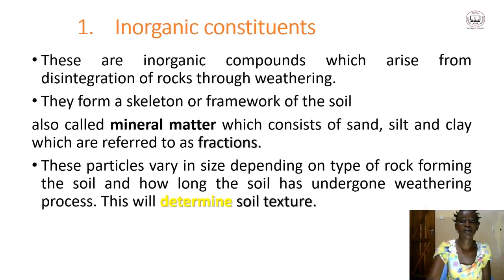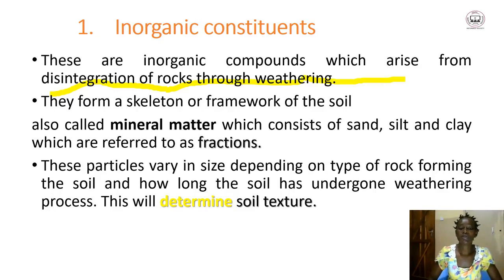One of the most important soil compositions is what we call inorganic constituents. These are also called mineral matter. These inorganic compounds arise from disintegration of rocks through the weathering process. In agriculture, most of the times we say that soil comes from rocks. Those rocks start to disintegrate through that process which we call weathering, finally forming the soil. In short, these mineral matter form the solid part of the soil. Apart from that, they also form the skeleton or framework of the soil.